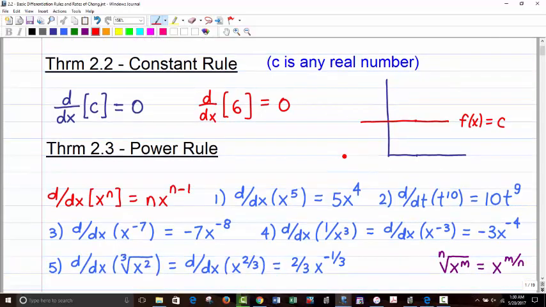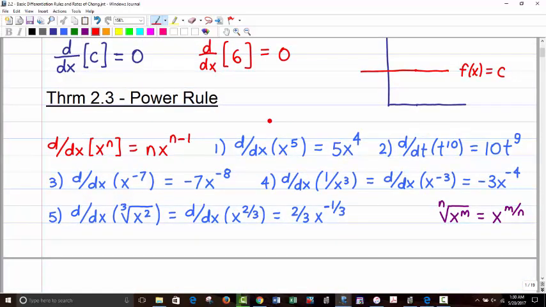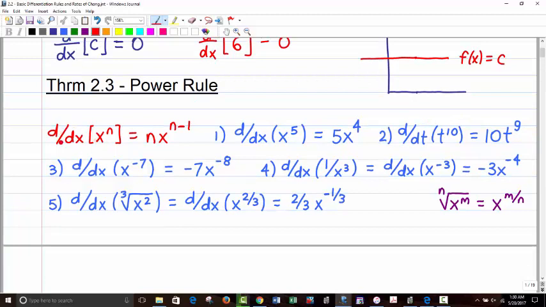Now the next rule is the power rule. This says that if you're taking the derivative with respect to x of x to the nth power, here's the rule. You bring the n down in front, the exponent, and then you subtract 1 from the exponent. So it's not too bad, a pretty easy rule. You'll get familiar with this one real quickly. So the derivative with respect to x of x to the 5th, bring the 5 down, subtract 1 from the exponent, we have 5x to the 4th.